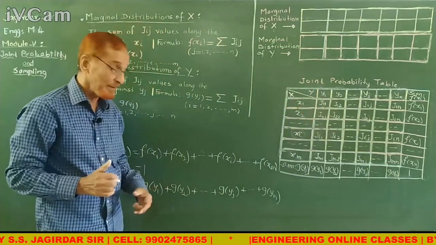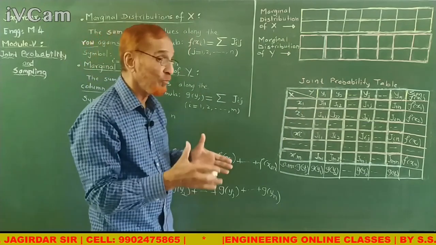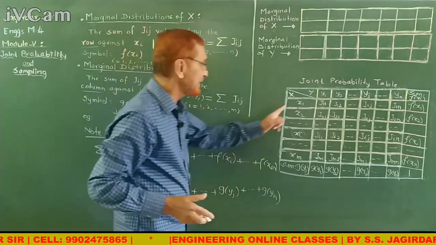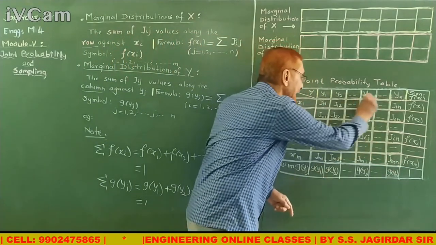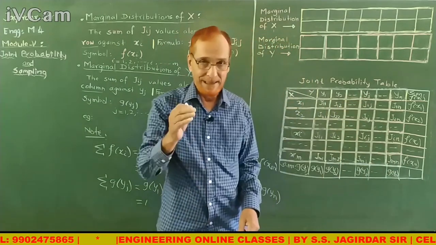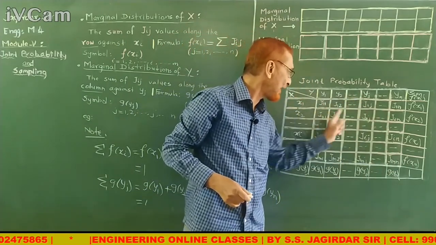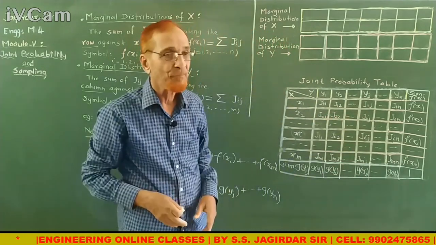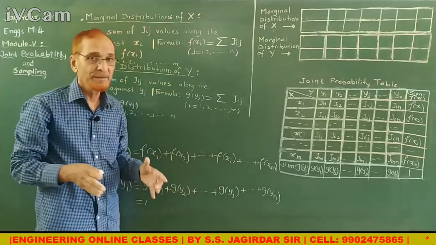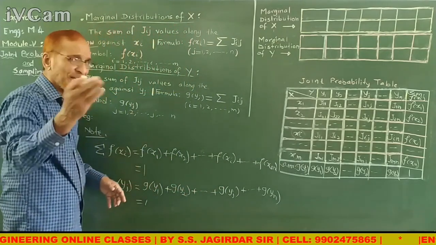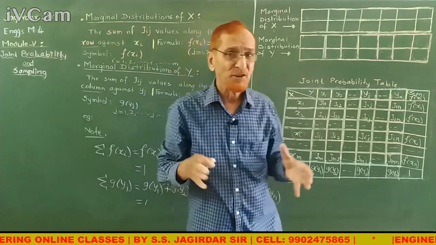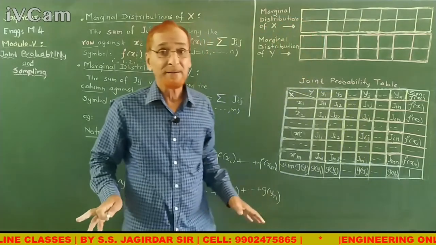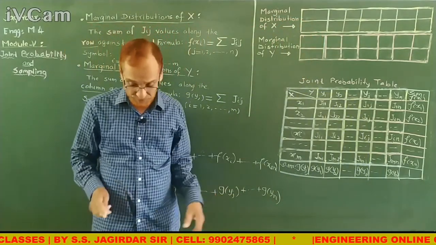It means that this leads to one important thing that you can note here: when you start adding all the values of the table, the g i j values of the table, they will result in 1. This gives you the idea that one of the conditions for probability, that the sum of all the probabilities always equals 1, can be verified by this fact. So this is what we are going to take up.